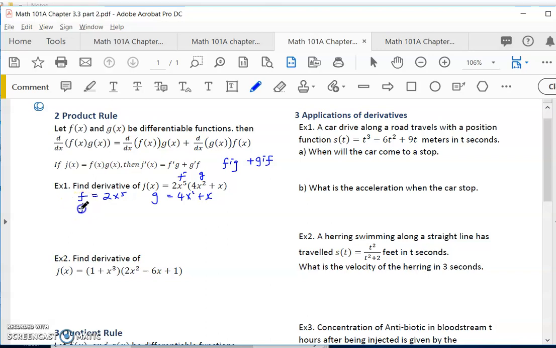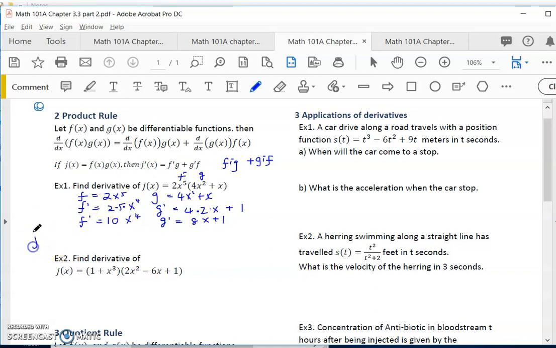Now you do f prime. That means you do a derivative of this. The derivative of 2x to the 5 is 2 times 5 times x to the 4, right? And then the derivative of g is g prime. G prime is 4 times 2 times x plus, derivative of x is 1. So f prime is equal to 10x to the 4th. G prime is equal to 8x plus 1. They're usually easy things to do.